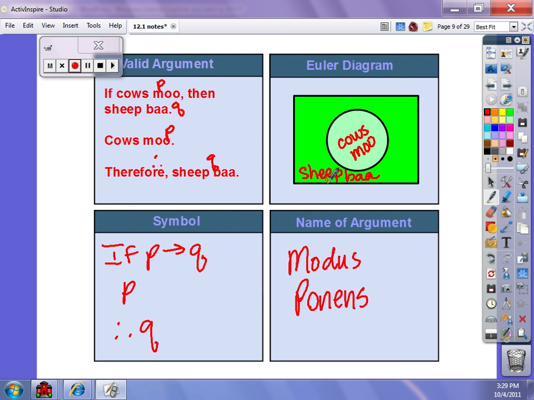Now we're going to test the argument that was stated. It says cows moo. So if I think about throwing my dart on my dartboard, that means I've landed in my bullseye. So if cows moo, have sheep baaed? Yes, because if I hit the bullseye, then I've definitely hit the board, and this is valid.